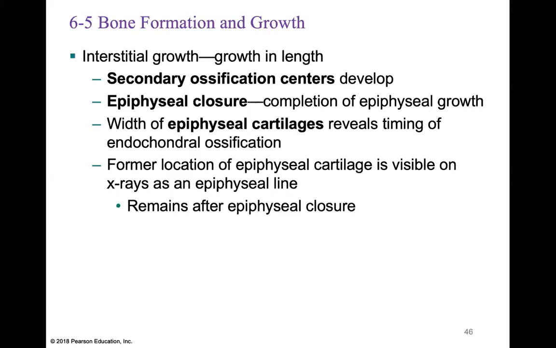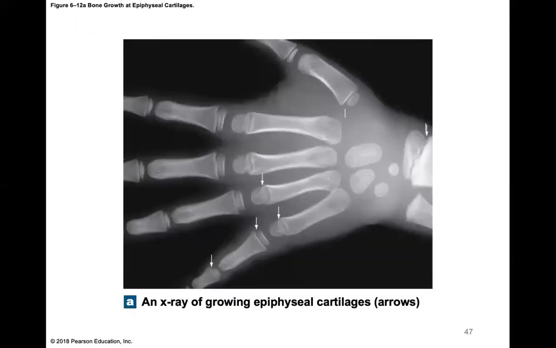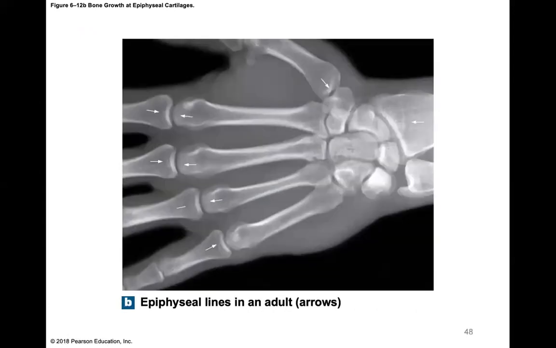You can actually visualize the epiphyseal line on an X-ray. And as long as that has not closed completely, growth can still occur. And here, if you look, at where you see these arrows, these are all epiphyseal lines, okay? And versus an adult here where they have all but closed up.